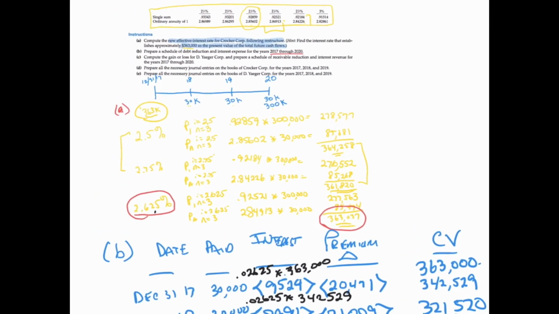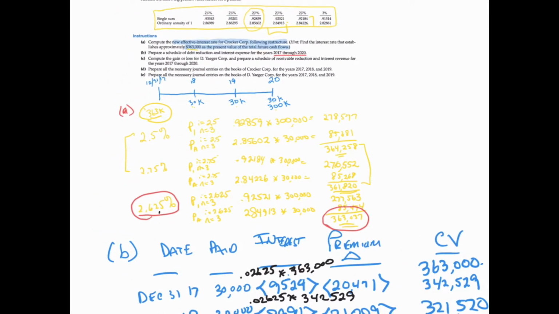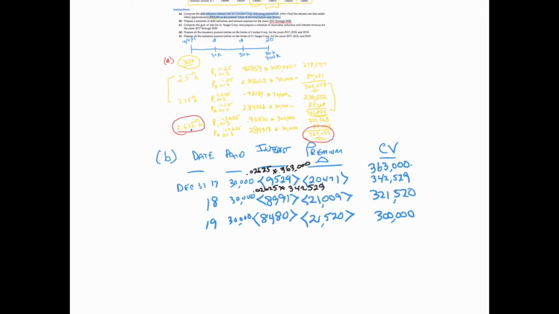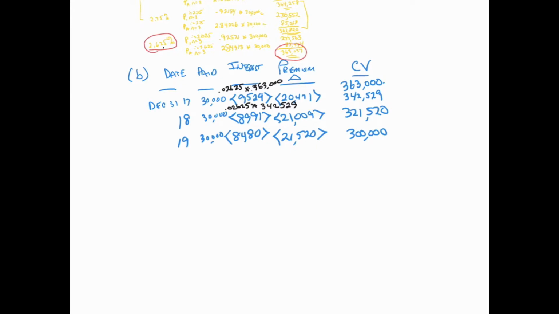If we look up here, C, it says compute the gain or loss for Jaeger and prepare a schedule of receivable reduction. So Jaeger is the lender here, and for Jaeger, in C, gain or loss to Jaeger, so the carrying value of what they had on their books. They had a note receivable for $330,000 plus the interest receivable of $33,000 equals $363,000.